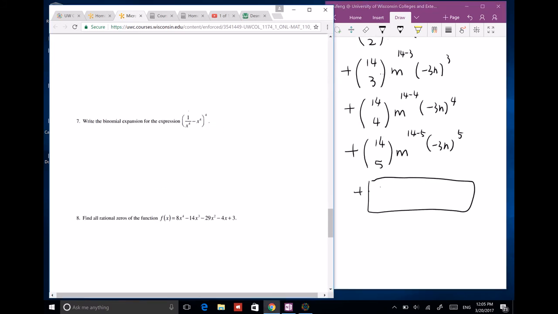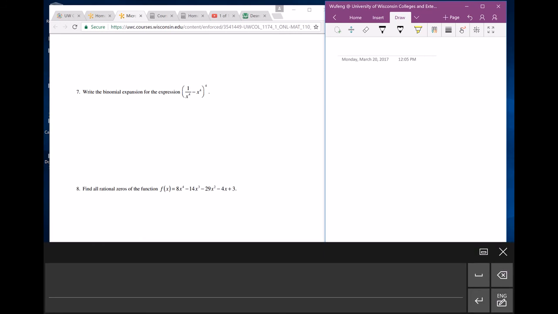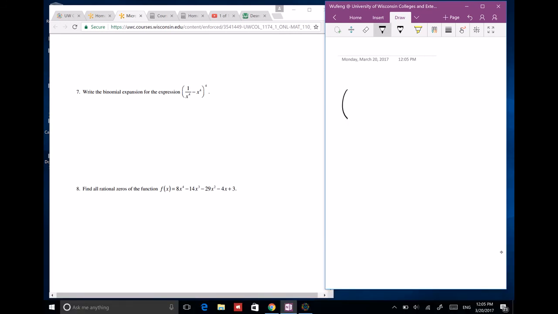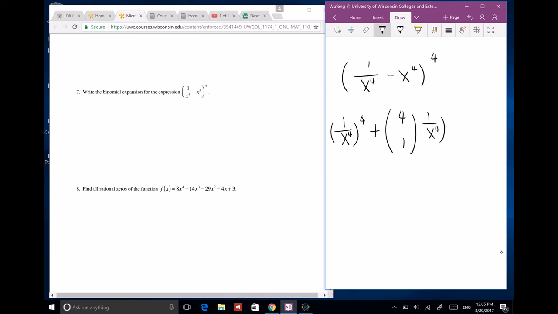Okay. So number 7, write the binomial expansion of this: x to the power 4, 1 minus x to the power 4, raised to the power 4. So what do you do for this one? First, it's going to be 1 over x^4 raised to the power 4, plus choose 1 from 4 and 1 over x^4 to power 3 and raised to negative x^4 to power 1, plus choose 2 from 4 and times 1 over x^4 squared and negative x^4 squared.